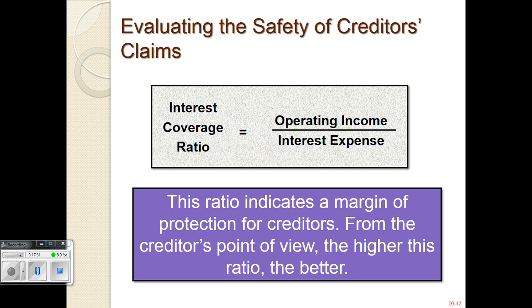From your perspective as someone that's lending the money, the bigger the number, the better, because that means they have a lot of operating income and, relatively speaking, little interest expense. To the extent that number is 1, it means they're using all their income to pay interest expense. To the extent that number is less than 1, it means they don't have enough income to cover their interest expense, which is usually a sign that your bonds are not very safe.